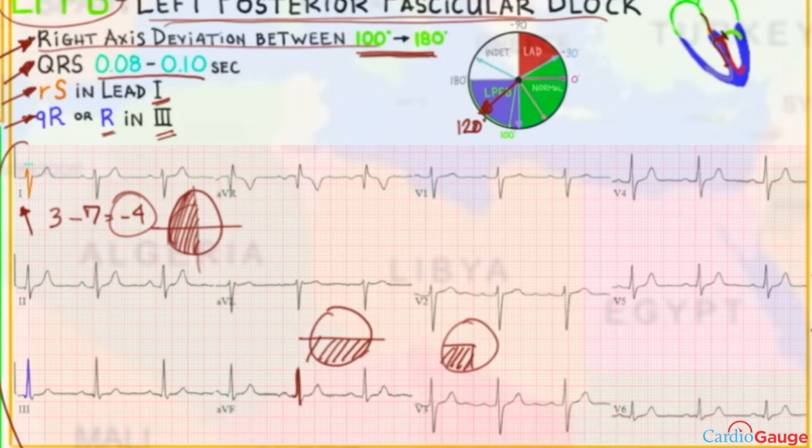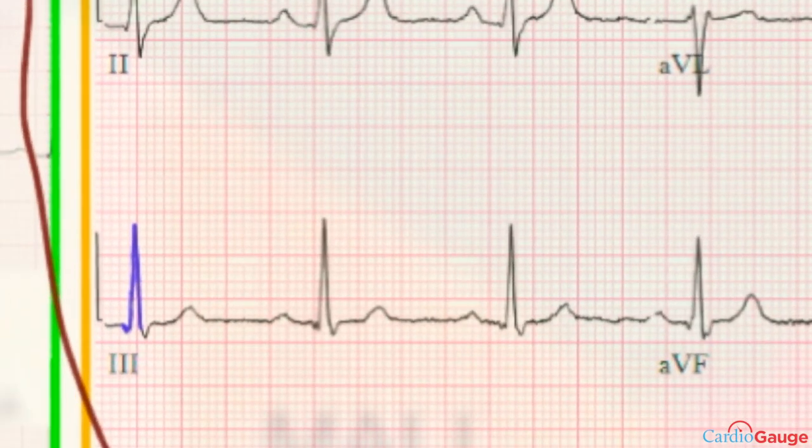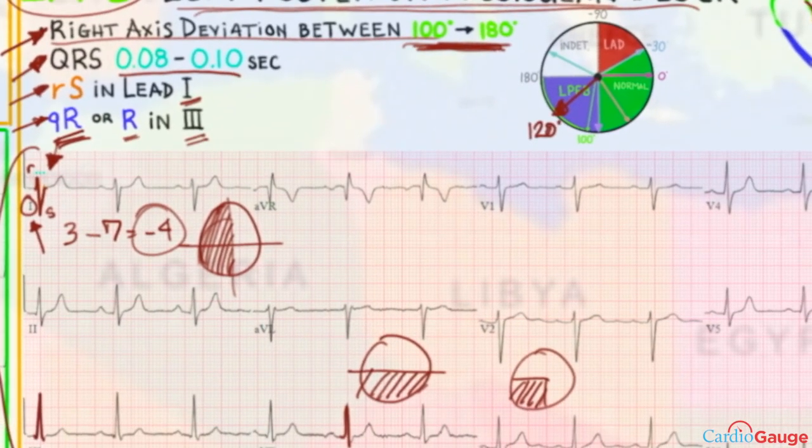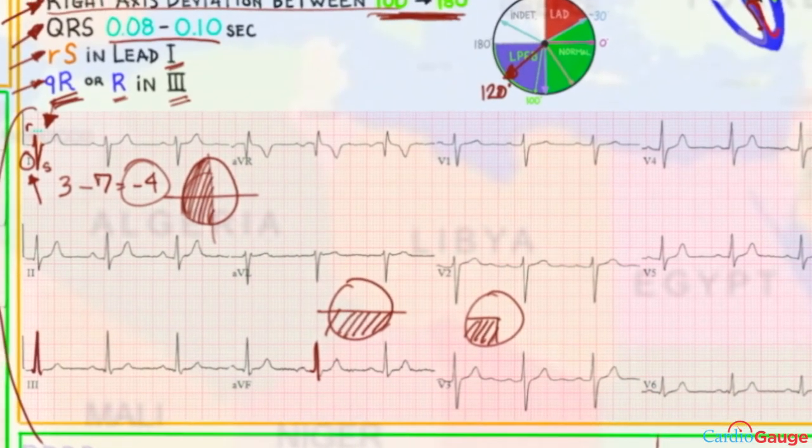So we've got the right axis deviation. Then the QRS duration is about 2 little boxes. And then there's an RS, a little R and a big S wave in lead 1. And then the QR in lead 3. There's a little bitty Q wave and then an R. So it meets the criteria for left posterior fascicular block, and it doesn't come up very much, frankly. There you go, left posterior fascicular block.